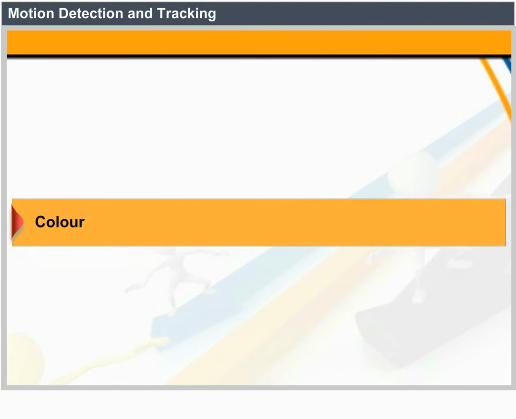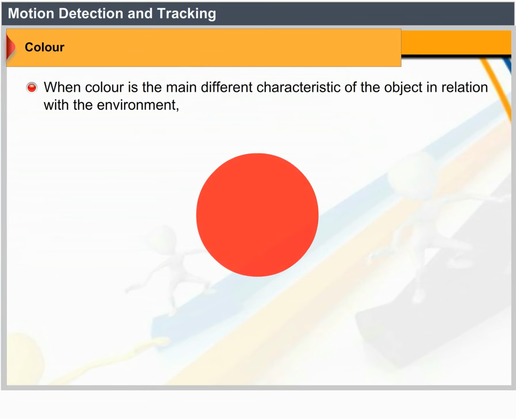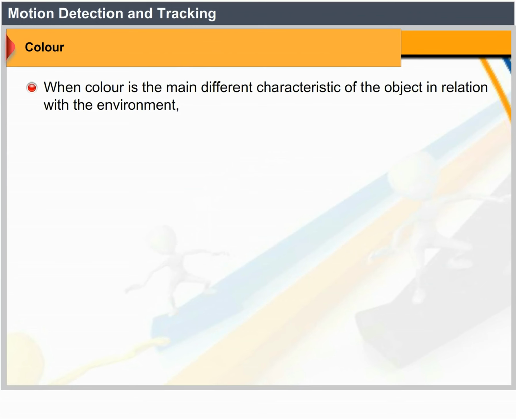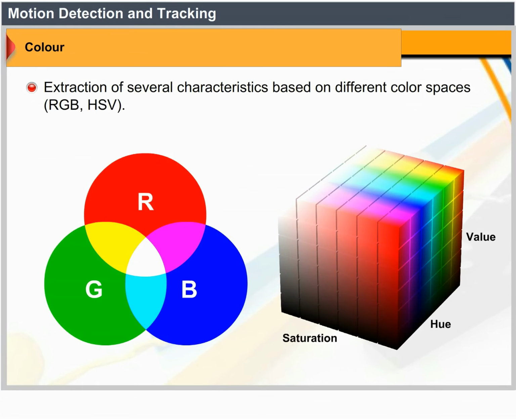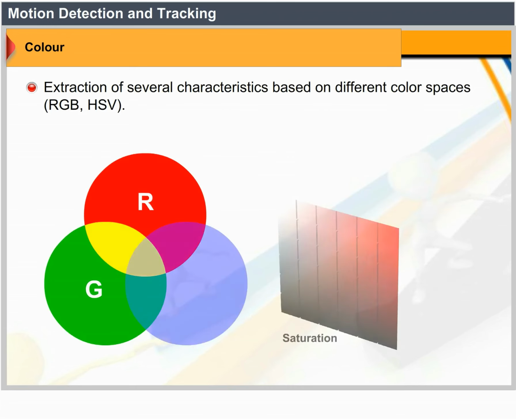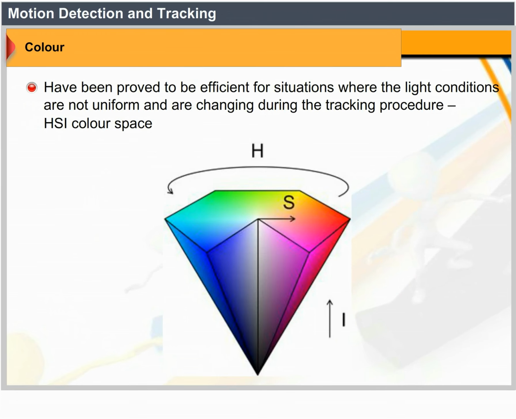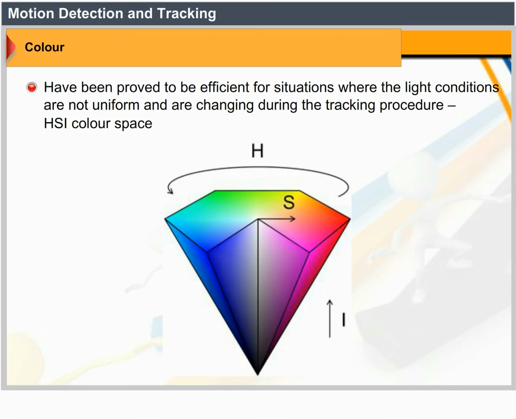Color. When color is the main distinguishing characteristic of the object in relation to the environment, extraction of several characteristics based on different color spaces, RGB and HSI, has proved to be efficient for situations where the light conditions are not uniform and are changing during the tracking procedure. HSI color space.